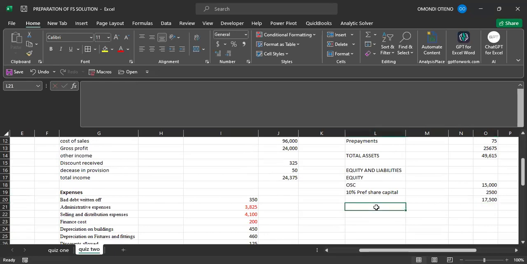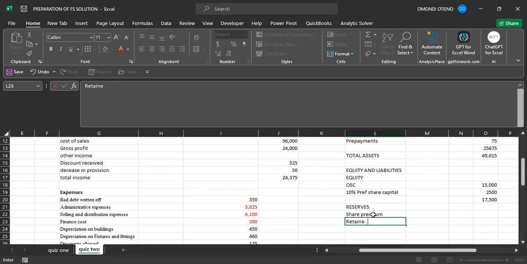Then we bring in what we call reserves. So these reserves, that's where we have share premium, that's where we have retained earnings, that's where we have general reserve. So do we have this share premium, retained earnings, general reserve?